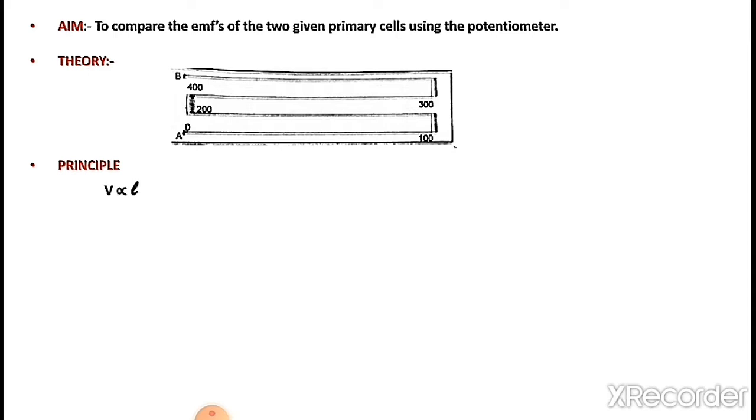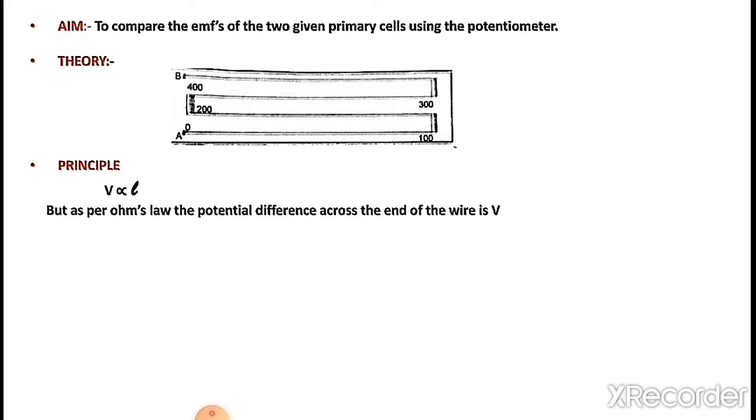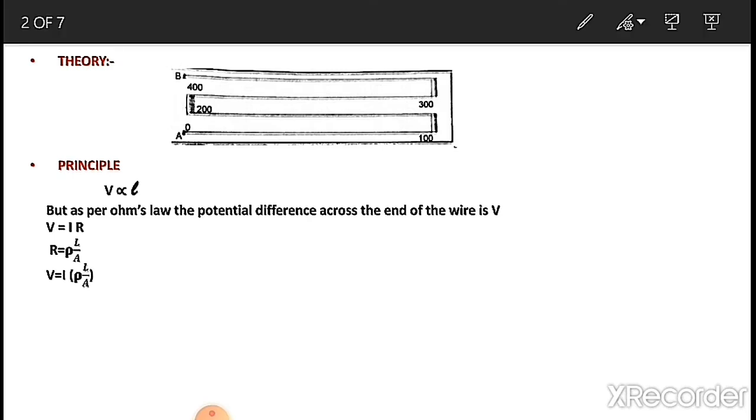Now as per Ohm's law, the potential difference across the ends of the wire is directly proportional to the current flowing through that wire. In that case V equals IR, and the resistance of that wire is R equals rho L upon A. If you put the value of R in the equation V equals IR, we get V equals I rho L upon A.